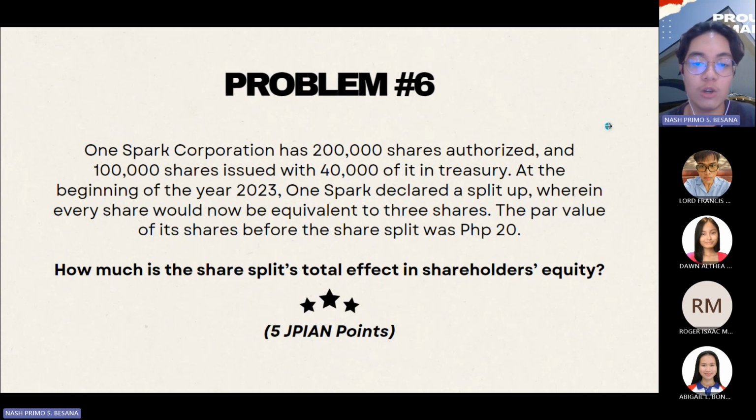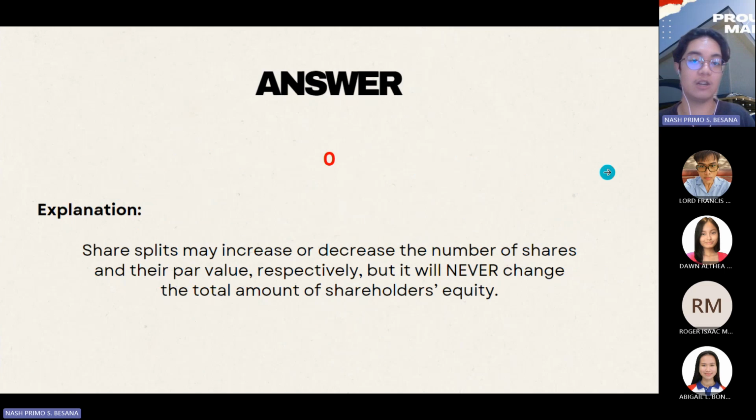So, tama yung sagot ni Roger if the question was how many would be the shares and how much would be the par value. But the question is, how much is the share split's total effect? So, kapag total effect tas share split, the answer is most likely 0. But ayun, thank you pa rin Roger since your answer and your direction pa rin naman is correct. So that would be 5 JPN points.